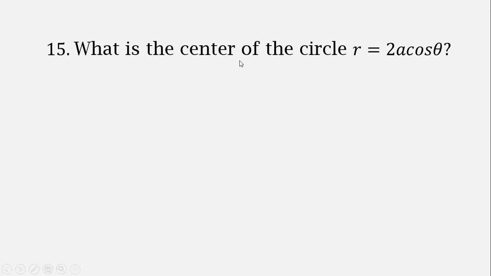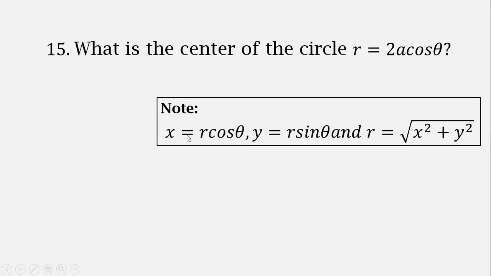What is the center of the circle? This circle is in polar form. We know the relation x is equal to r cos theta, y is equal to r sin theta, and r is equal to √(x square plus y square). So what should we do here?